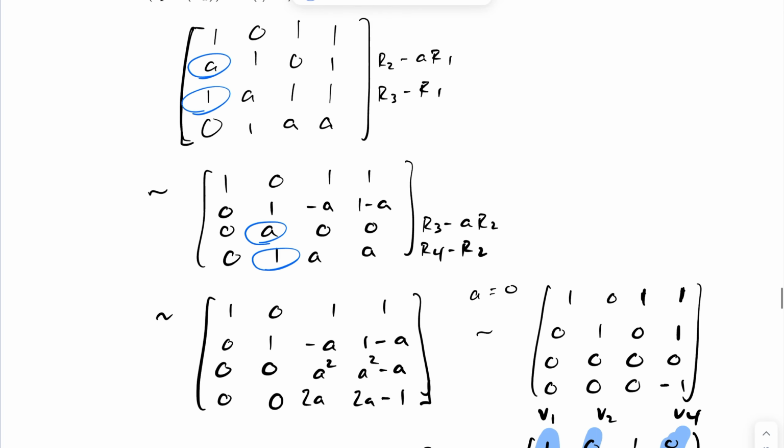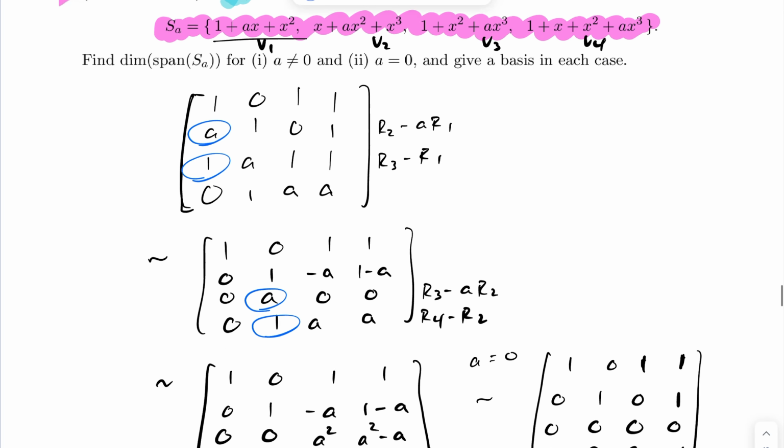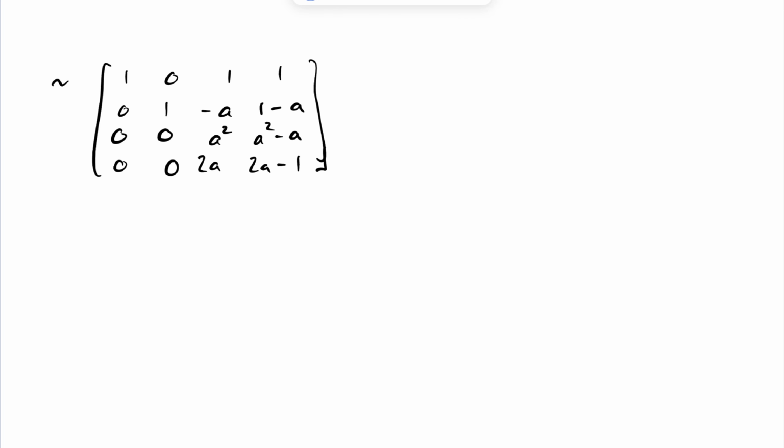All right, now continuing on, let's take a look at what to do if a is not equal to 0. If a is not equal to 0, we could push this a bit further. I can go ahead and try to make these entries here 0. So I'll take a squared times row 1 minus row 3. I'll take a times row 2 plus row 3, and that should put 0 entries in these locations.